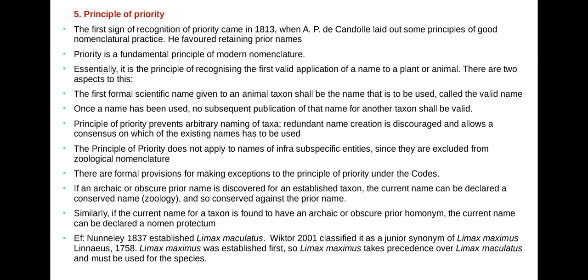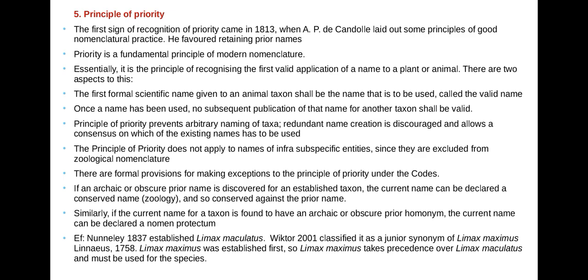The first formal scientific name given to an animal taxon shall be the name that is to be used, called the valid name. Once a name has been used, no subsequent application of that name for another taxon shall be valid. The principle of priority prevents arbitrary naming of taxa. Redundant name creation is discouraged, and it allows a consensus on which of the existing names has to be used. The principle of priority does not apply to names of subspecific entities since they are excluded from zoological nomenclature.